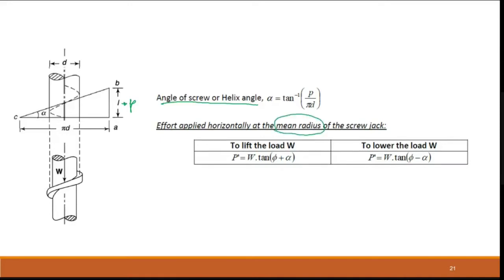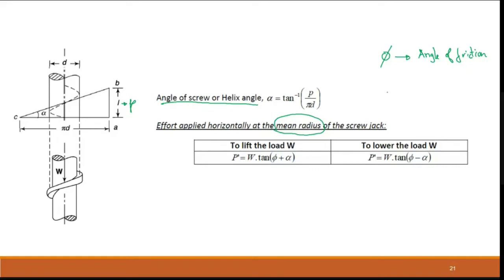So what is the force which is applied with respect to the mean radius? It is P dash equal to W tan (phi plus alpha). This is what we identify by using a set of formulas, the trigonometric relations. Phi is the friction angle, or angle of friction. How to identify phi?